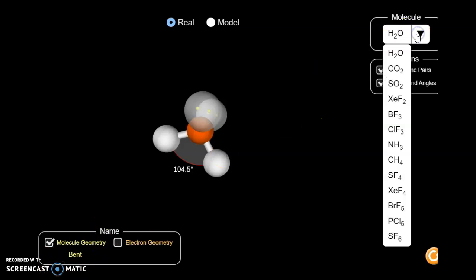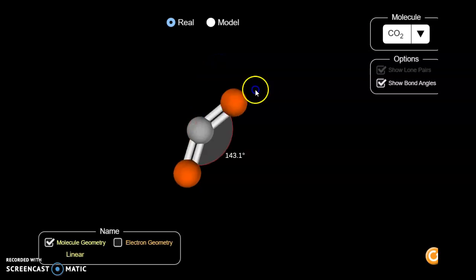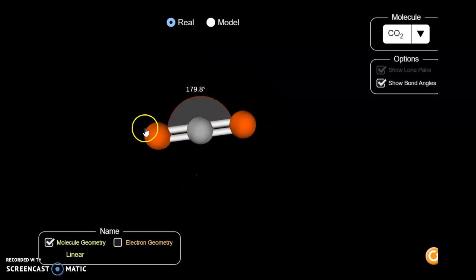Then you're going to click another molecule, like carbon dioxide, and here we go again. We move it around. It doesn't really do much. It goes back to where it was when you started, and we have a bond angle of 180 degrees and a molecular geometry of linear.